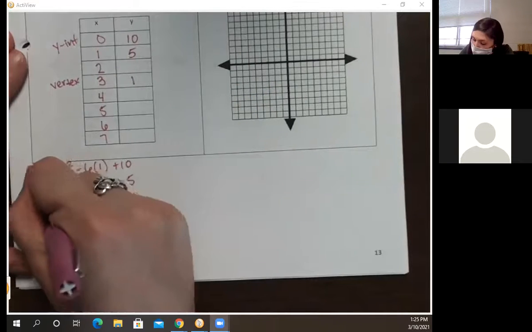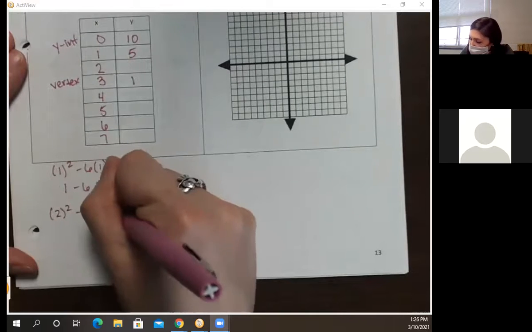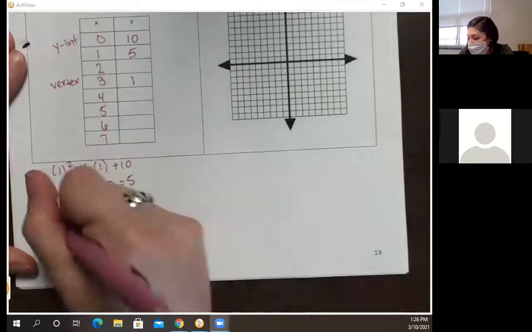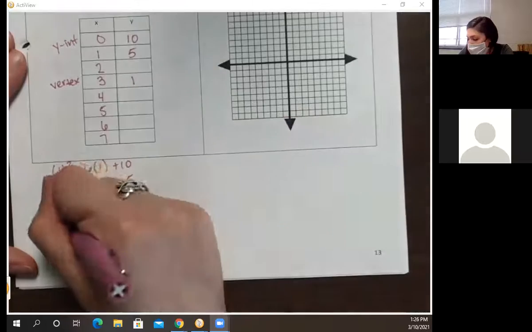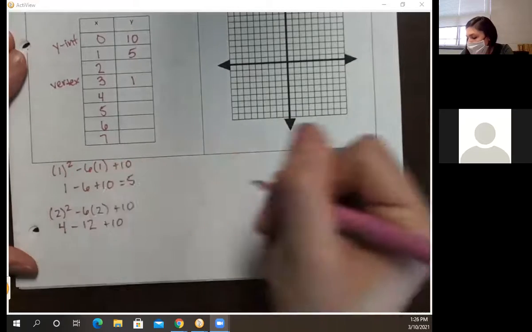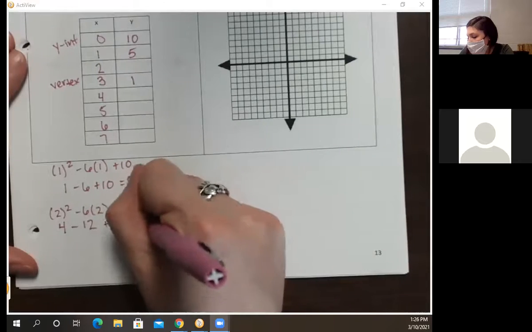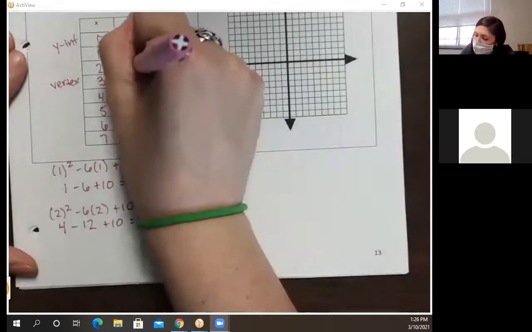And now I'm going to plug in 2. So 2 squared minus 6 times 2 plus 10. 2 squared is 4, minus 6 times 2 is 12, plus 10. 4 minus 12 plus 10 would be 2. So when I plug in 2, I get 2 out.